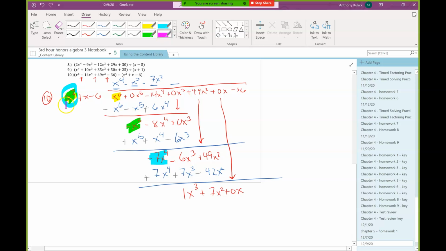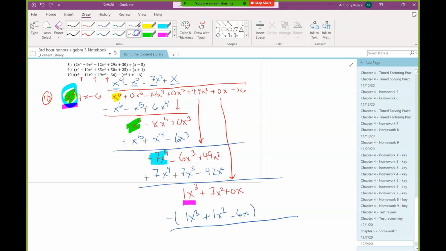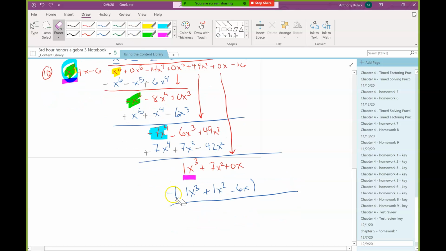So we're going to ask ourselves, what times x squared gives me 1x cubed? Well, that should be easy to see that that's just going to be x. So I multiply that to the whole divisor: 1x cubed plus 1x squared minus 6x, and then we'll subtract. Before we do that subtraction, let's distribute the negative through. So negative of a positive is negative, negative of a positive is negative, and then negative of a negative is positive.